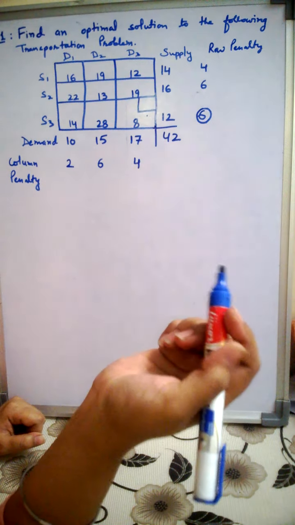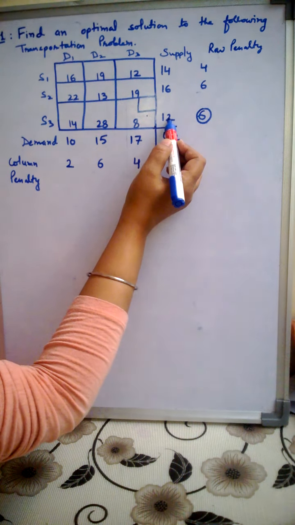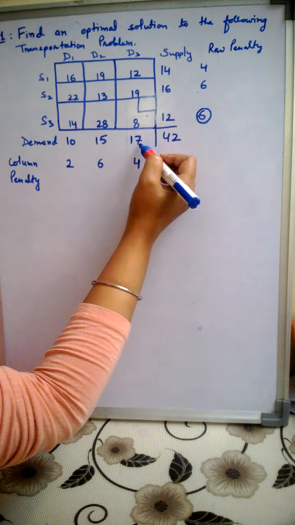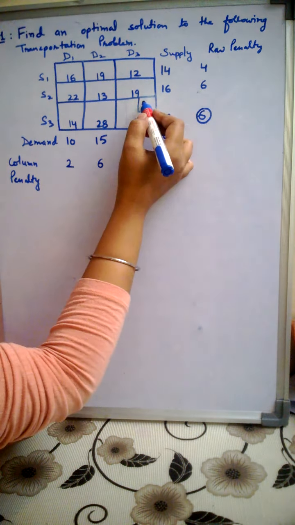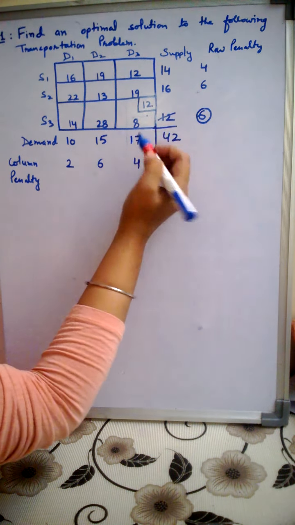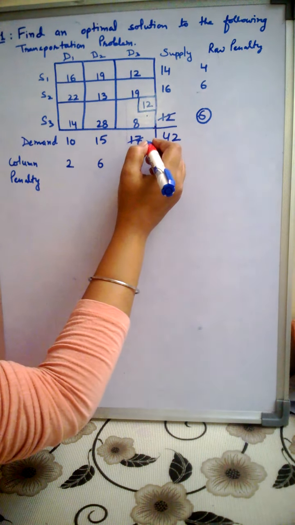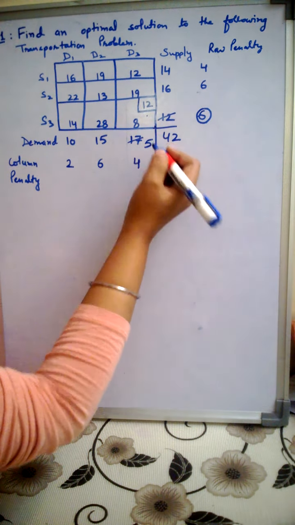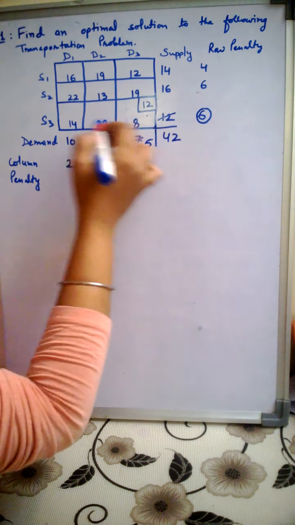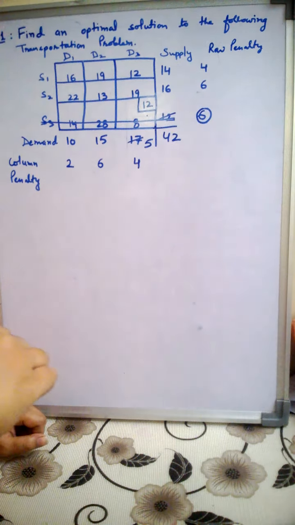Now the method of allocation is, for this cell the supply is 12 and the demand is 17. So the minimum of 12 and 17 is 12. 12 has been allocated here, and out of 17, 12 units of demand have been fulfilled. So we are left with 5 units here. Since the supply is exhausted at S3, we will strike off this particular row.